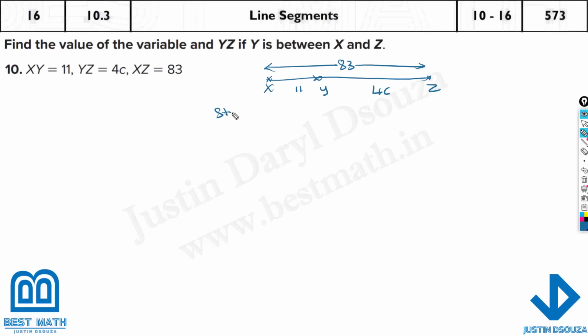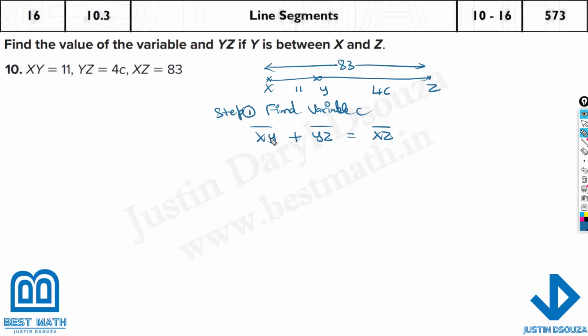So what we can do is write step 1. Step 1 is finding the variable. What is the variable here? It is the variable c. How do we find it? We have to write the formula of the segments. That is XY plus YZ will be equal to the total, that is XZ.